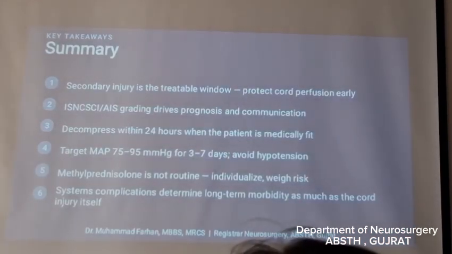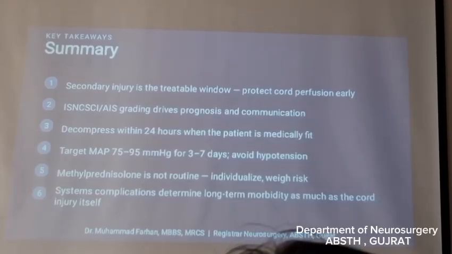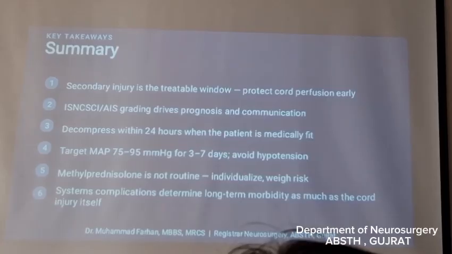So we have discussed the key points: after spinal cord injury, secondary spinal cord injury should be prevented. The patient should be managed first according to the ATLS protocol. Then the spine should be immobilized after maintenance of blood pressure to prevent secondary injury, and then surgical decompression if required.